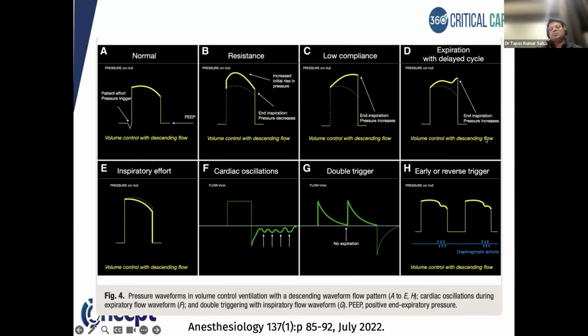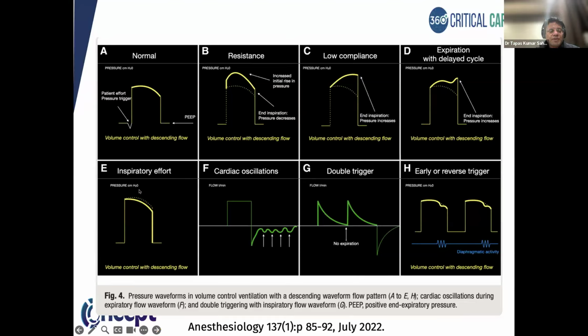Cycle it. So volume control with descending flow. You can see here end inspiration is happening after, like, it should have been here. The pressure is increasing here. So that is not a good thing. You have to actually decrease the threshold for the cycling.